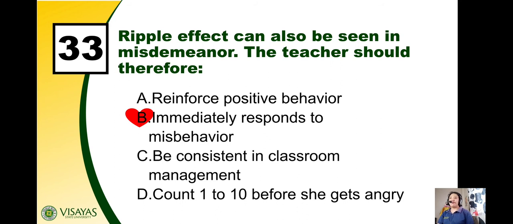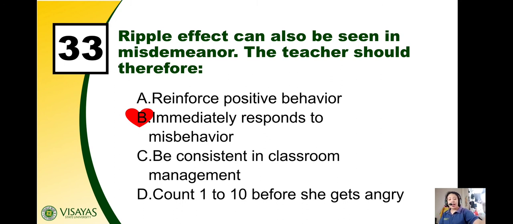So, ripple effect happens once we do not correct one student, then other students will follow or will imitate that particular student. So for example, one student is using a cell phone in class, and then we did not correct that one. So the other students think, okay, it is okay to use a cell phone, since the teacher did not do anything. So that is okay. Then the ripple effect has already started.